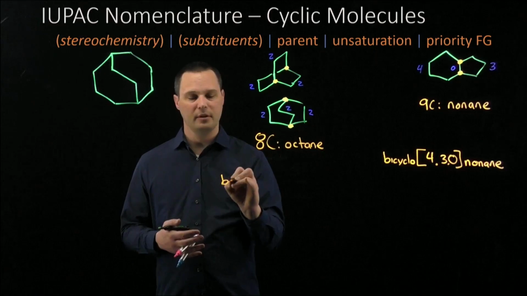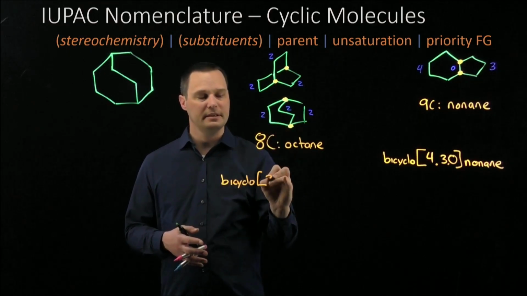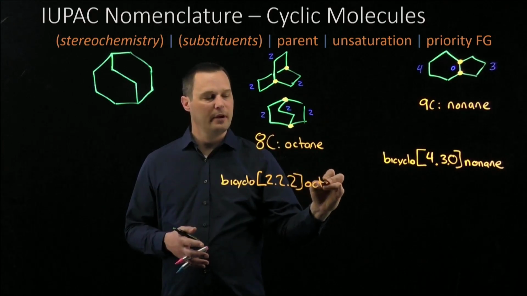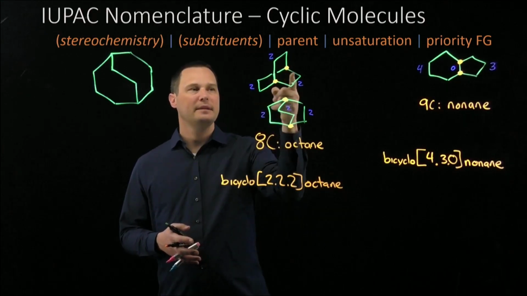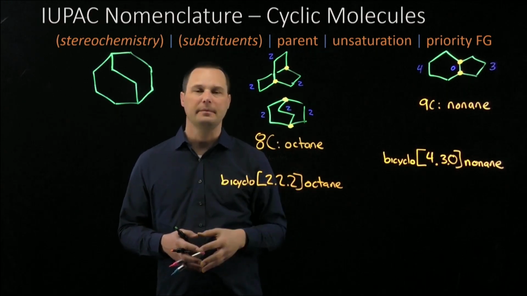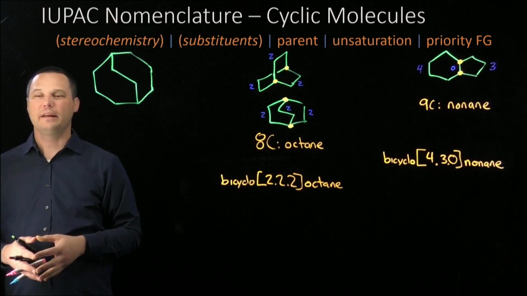We start with the syllable bicyclo. In square brackets, we list those 3 path lengths in descending order with dots between. Here, they're all the same. And we finish with the name of our parent hydrocarbon. This bridged bicyclic molecule has the IUPAC name bicyclo-2.2.2-octane. I told you these were fun names to build. Pause the video, take a second, see if you can work out the IUPAC name for this last example.